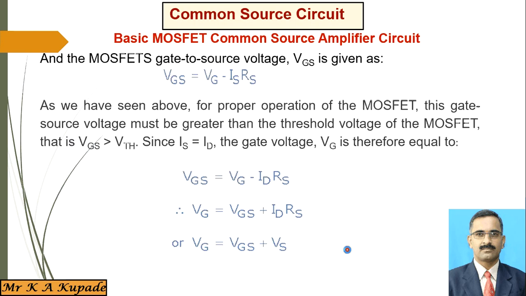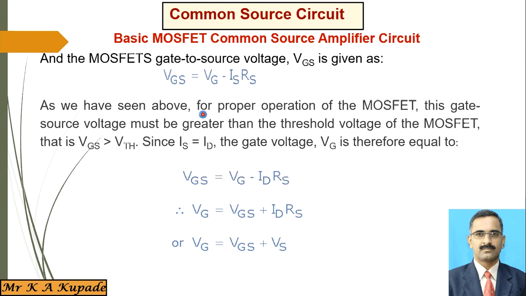Now next, the MOSFET's gate to source voltage VGS can be given as VGS is equal to VG minus IS RS. Here IS is the current flowing through the source resistance RS, and it is considered IS because we are calculating the voltage drop across the source terminal, but this IS is nothing but the ID current.